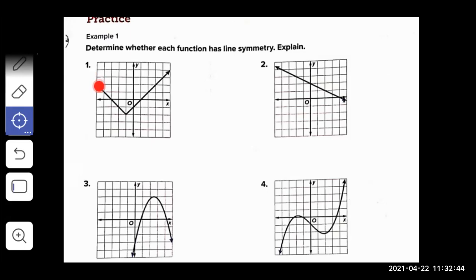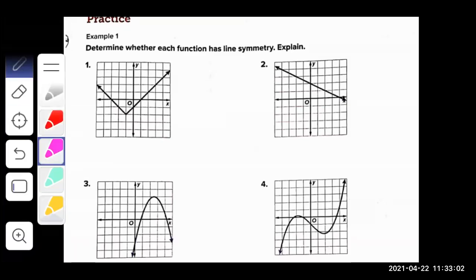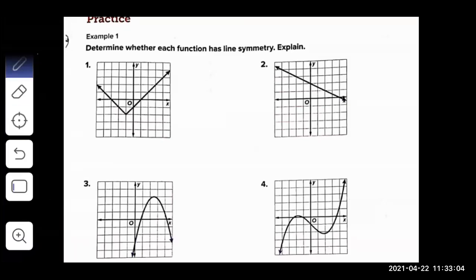Do you think, guys, that this shape, like the letter B, has symmetry? No. Why not? Because when we divide it by two, they don't have the same shape.